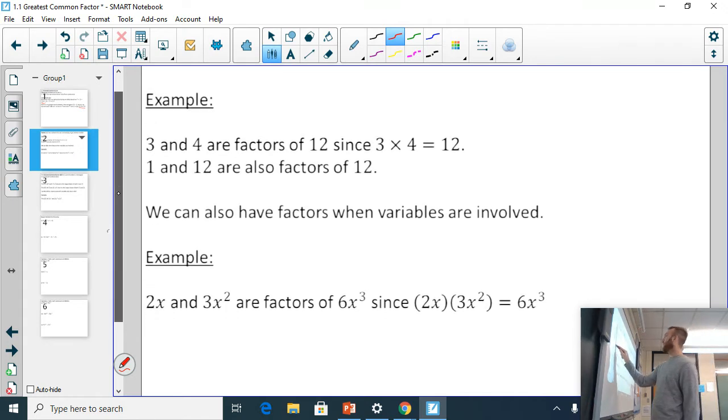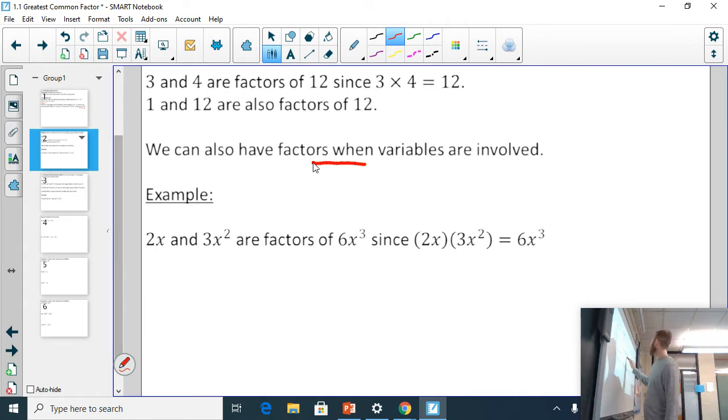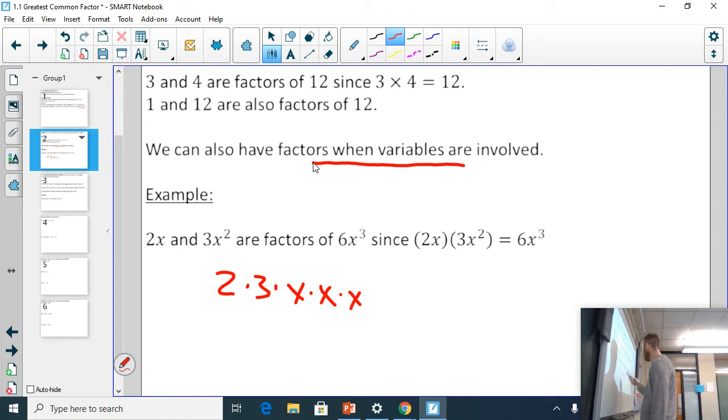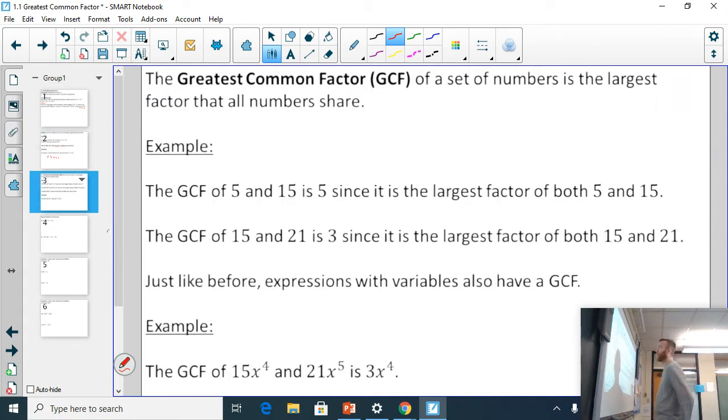And now we need to get used to factors when we have variables involved, right? So for example, 2x and 3x squared are factors of 6x cubed, since 2x times 3x squared is 6x cubed, right? Technically, all the factors, we can do 2 times 3 times, and then x cubed is x times x times x. Those are all the factors of 6x cubed, and then we could have 1 times 6 as well.